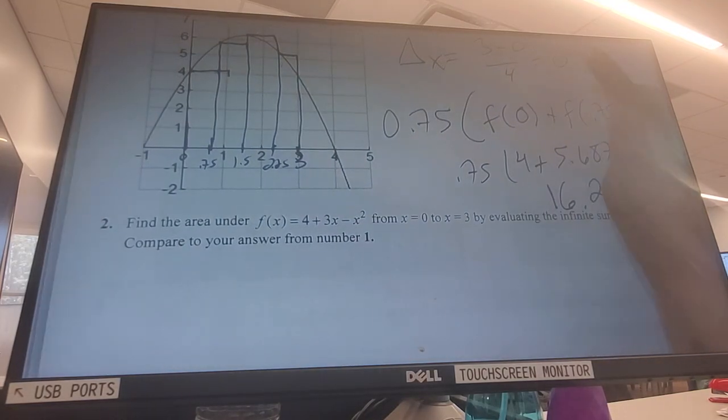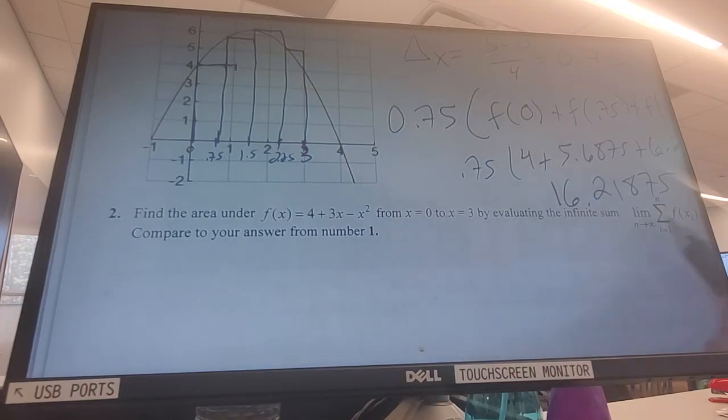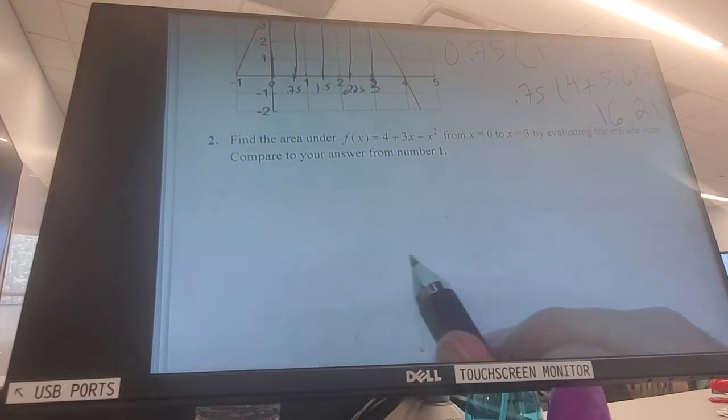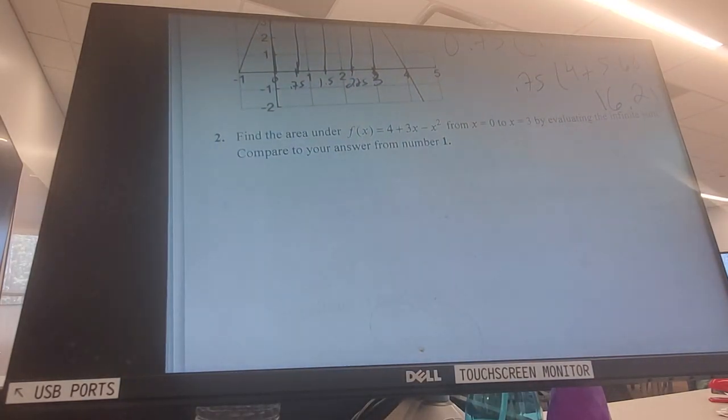So, if I were to do right endpoints, I would have gotten the exact same answer. Oh, here we go. Today doesn't matter, because I can't do anything to the lights anyway.